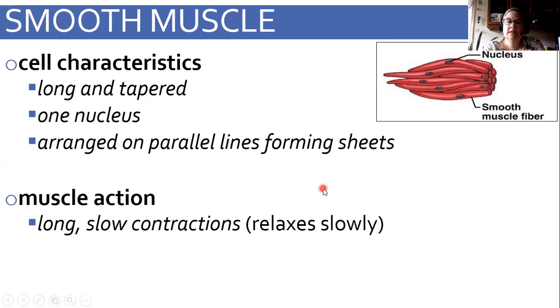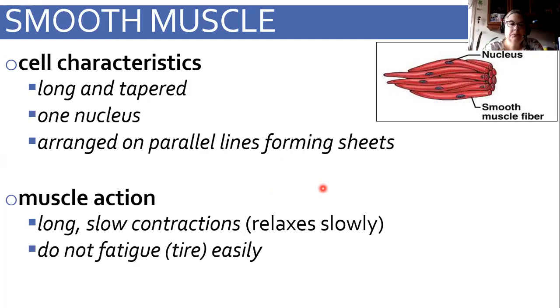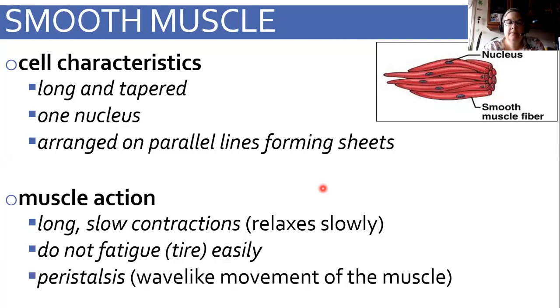The action, long, slow contractions. They relax slowly. And that makes sense, right? We're slowly pushing food down. They don't fatigue, so that means tire. So they don't fatigue easily. Well, that makes sense because if those muscles all of a sudden got too tired, that would mean that we can't move the food along in our esophagus, right? And then we can't have any more food and we can't digest the food that we have. So it's important that these muscles don't fatigue easily, okay? And most of this muscle movement is peristaltic. Not all of it, but quite a bit of it is peristaltic movement.